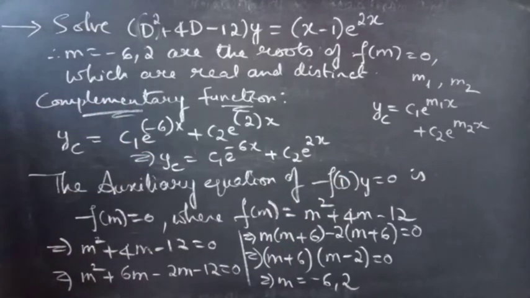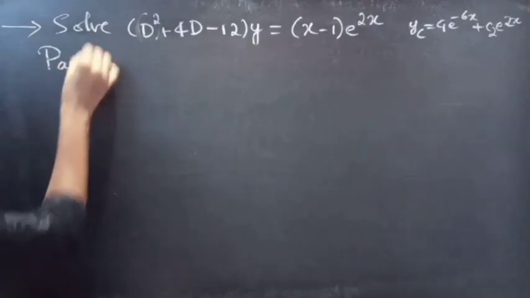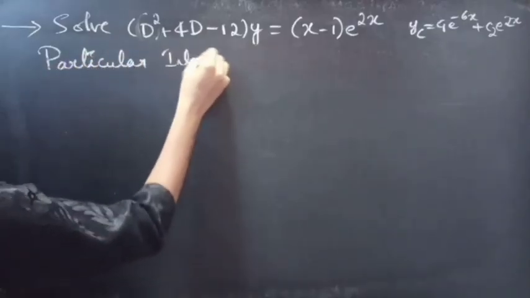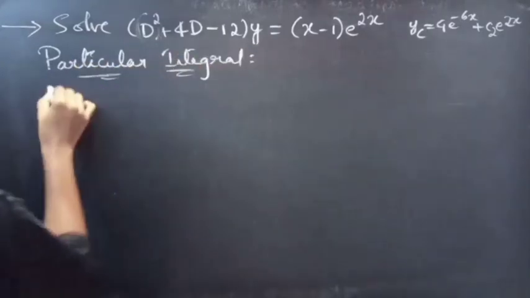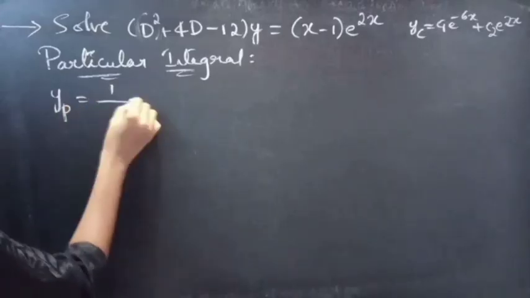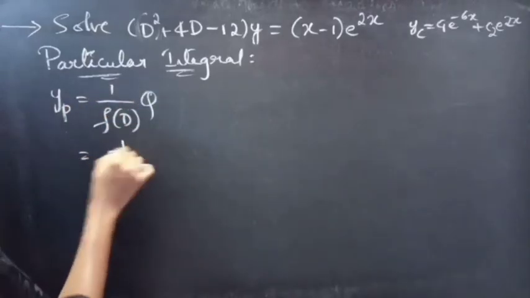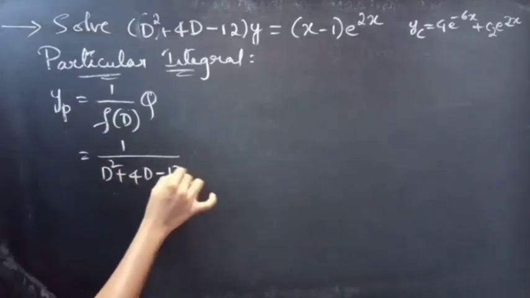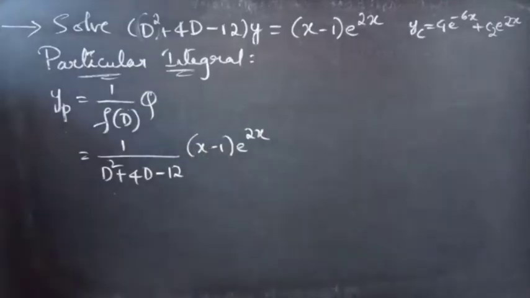Now let's find yp, the particular integral. We can find the particular integral using 1/f(D) times Q. We have f(D) and Q, where f(D) is D² + 4D − 12 and Q is (x − 1)e^(2x).